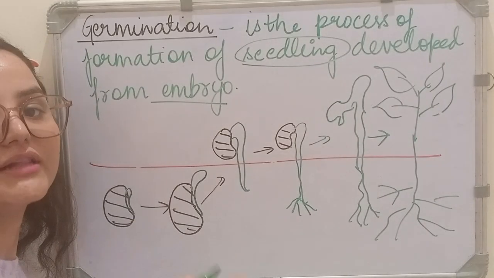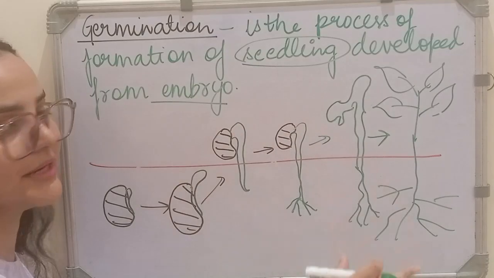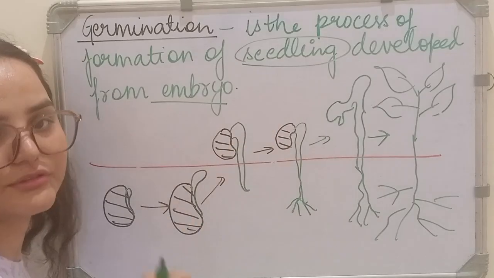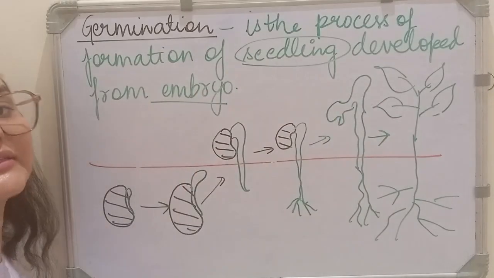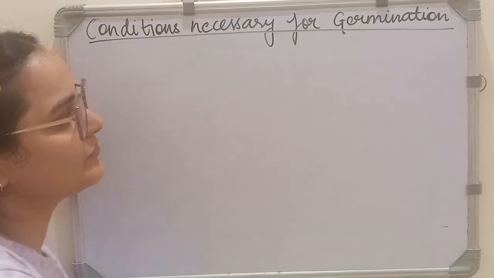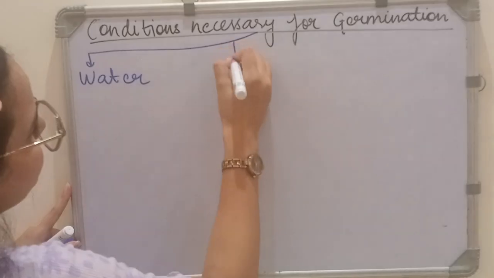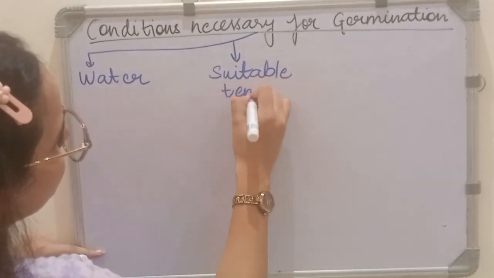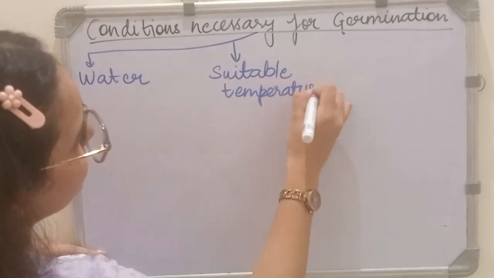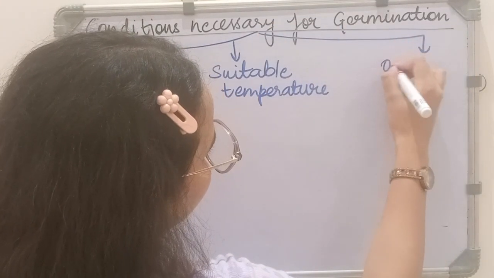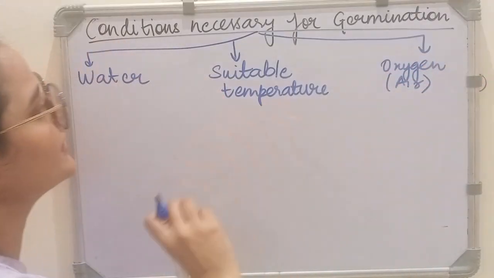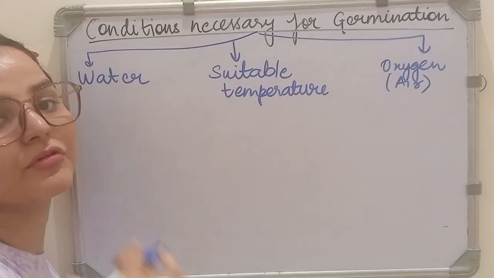Now let's study all the conditions that are required for germination, meaning when the embryo will germinate, come out of the soil and form the new plant. The three conditions required for germination are water, suitable temperature, and oxygen or air. If the seed does not have these proper conditions, it won't be able to germinate.